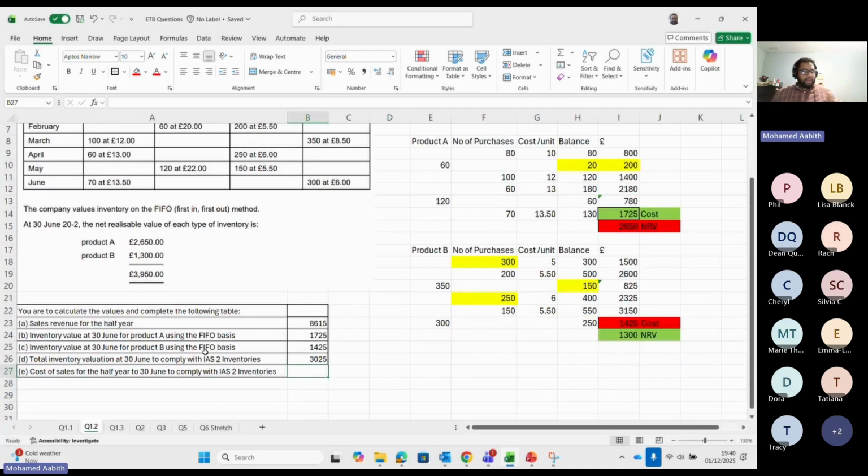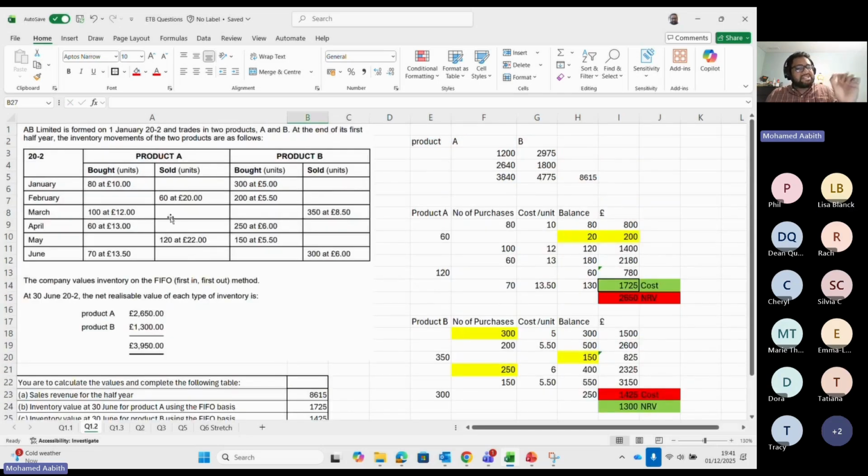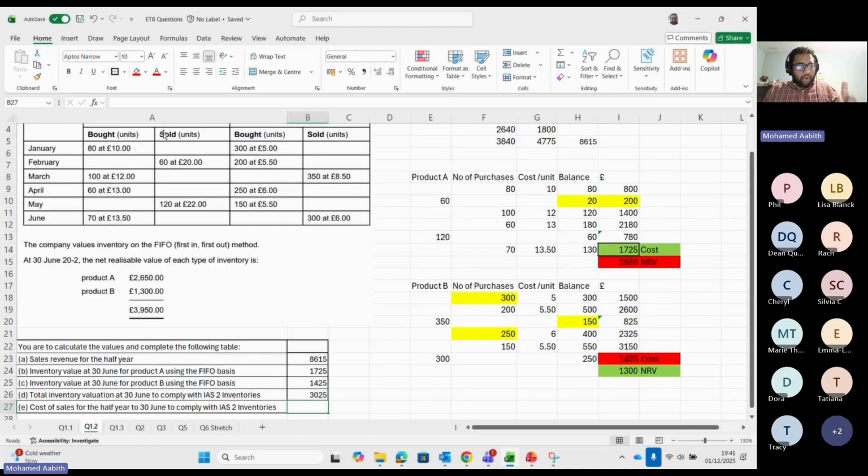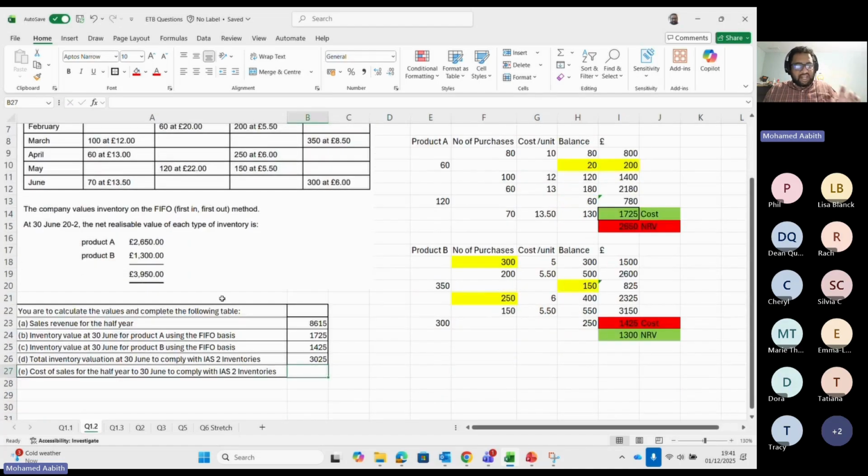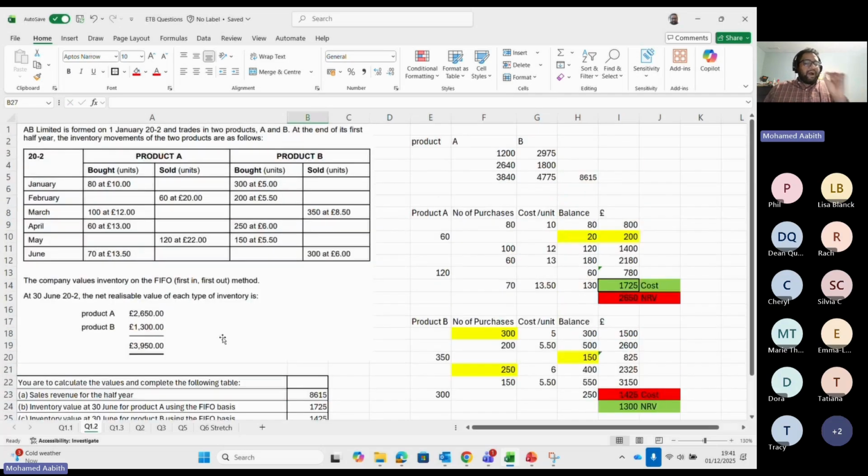Now they're asking you here, calculate the cost of sales for the half year, that is to comply with the IAS 2. So since this business started on 1st of January 2022, we didn't have any opening inventory, but we do know what are the information we need to get it from. We know how much is the sales revenue. So cost of sales is going to be your purchases minus the closing inventory.